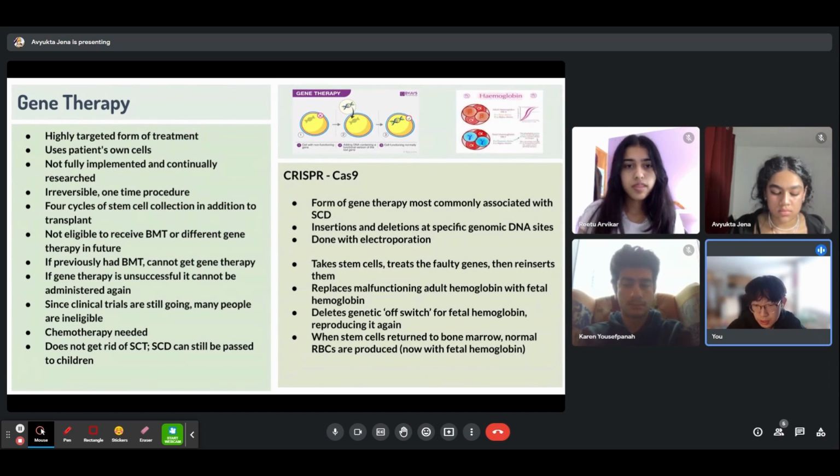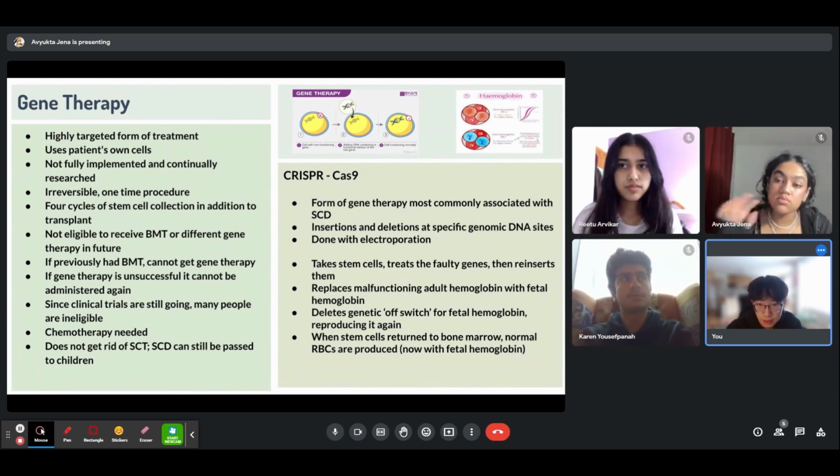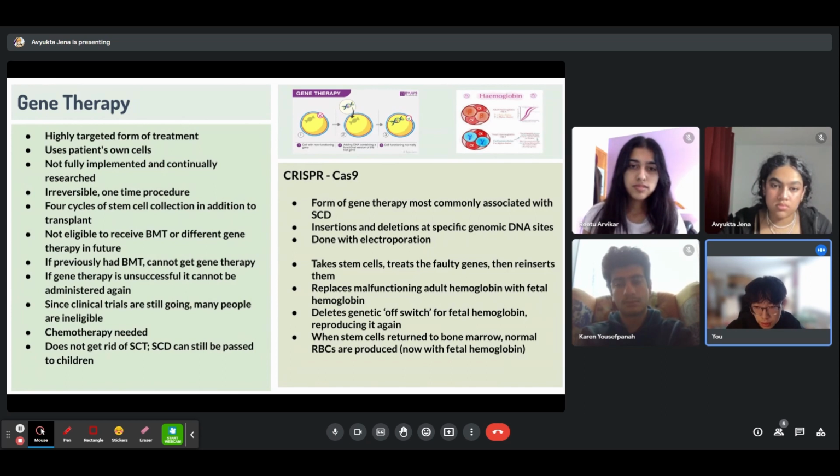As of now, gene therapy does not yet get rid of sickle cell trait, and after treatment, sickle cell disease can still be passed on to your children as well. And so, regarding gene therapy and sickle cell disease specifically, the form of treatment we use is called CRISPR, which stands for Clustered Regularly Interspaced Short Palindromic Repeats. CRISPR is just insertions and deletions of nucleotide bases in order to reactivate the production of fetal hemoglobin, which sickle cell disease patients need.